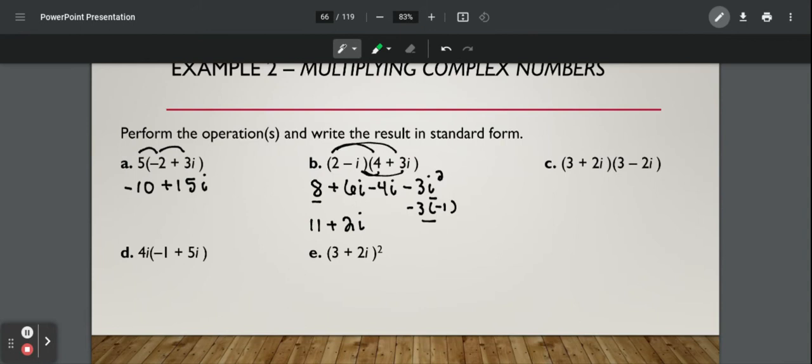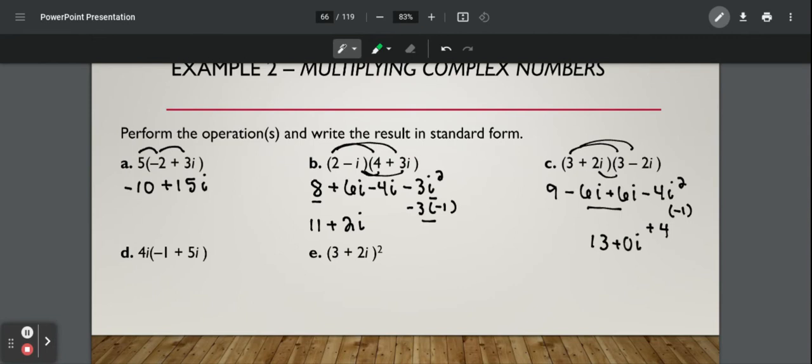If we look at part C and we FOIL that out, we get 9 minus 6i plus 6i minus 4i squared, which again, remember, is negative 1. So this is really like saying plus 4. These two are 0, so 9 plus 4, we get 13, and we could say plus 0i.